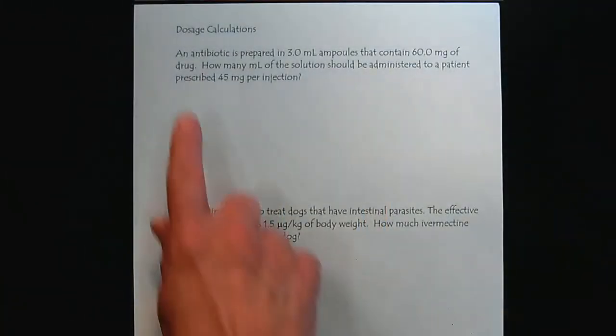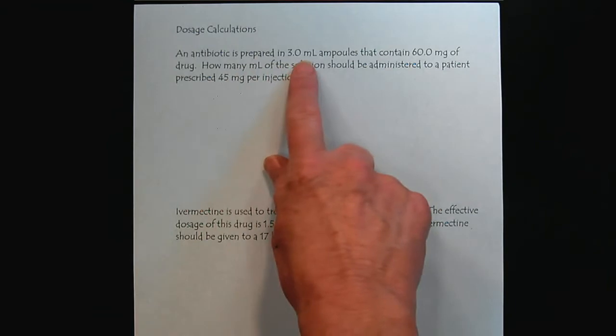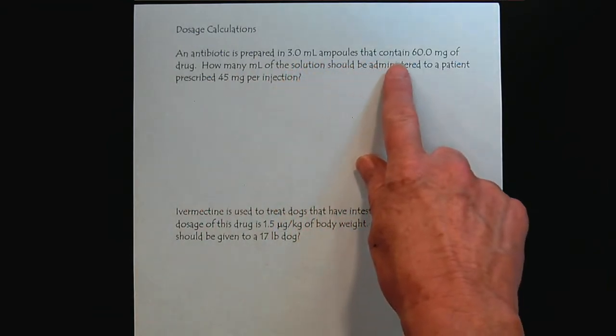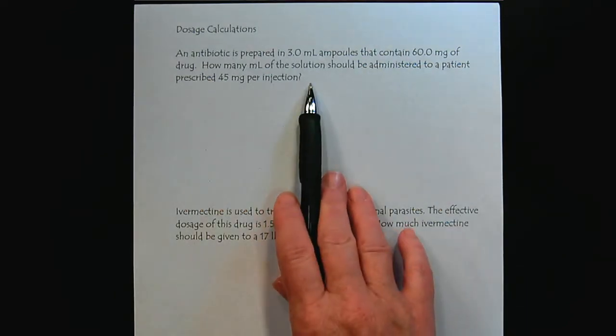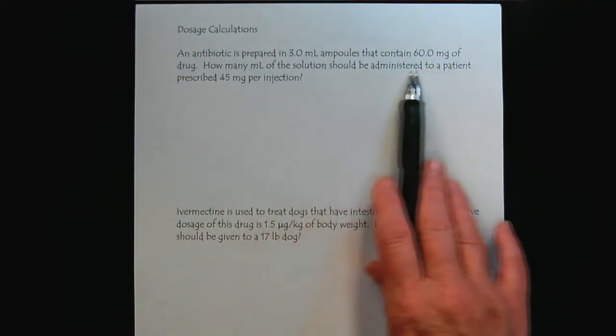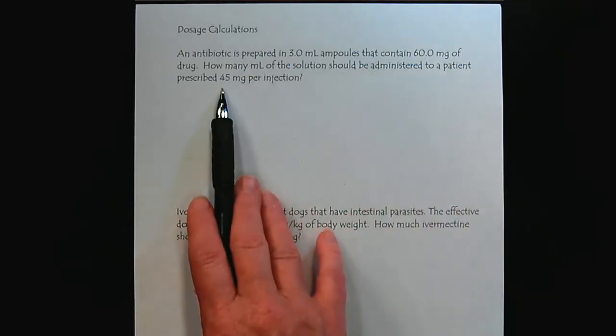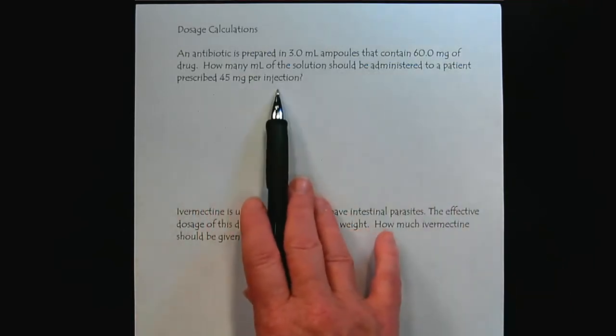Please refer to your handout. An antibiotic is prepared in a 3 ml ampule that contains 60 milligrams of drug. How many milliliters of the solution should be administered to a patient prescribed 45 milligrams per injection?